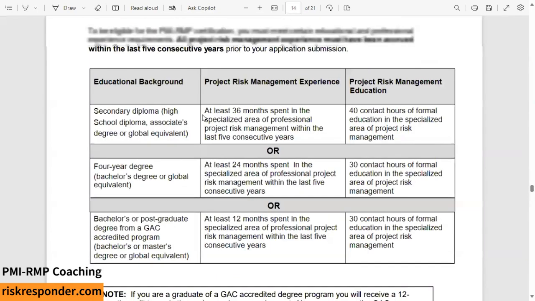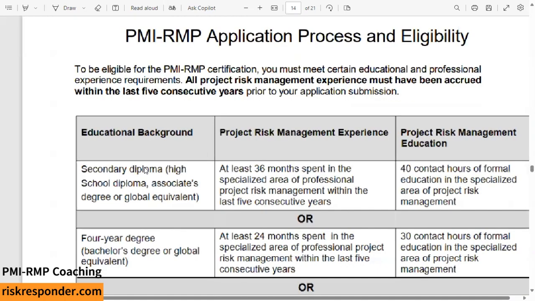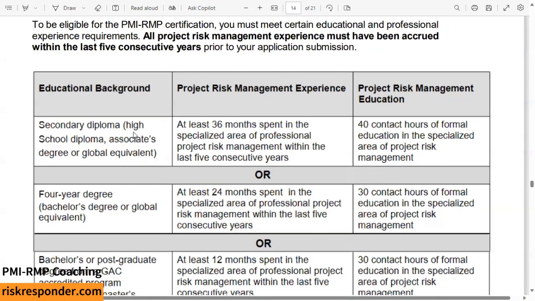Go into the eligibility. You can see that you either have a high school diploma or a bachelor's degree. If you have an associate's degree, it falls into the bucket of the high school diploma as well. If you have a high school diploma or associate's degree, then you need 36 months spent in the specialized area of professional project risk management within the last 5 consecutive years. On top of that, you need 40 hours of formal education in the specialized area of project risk management.